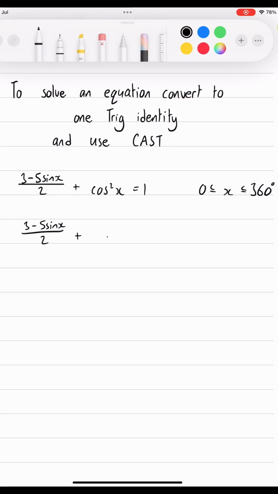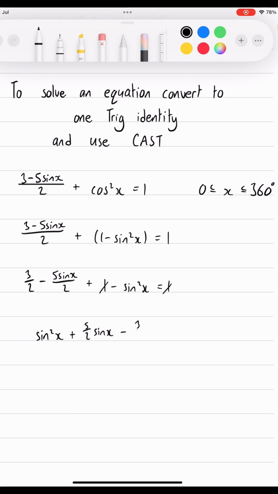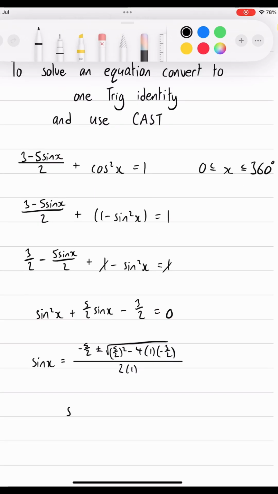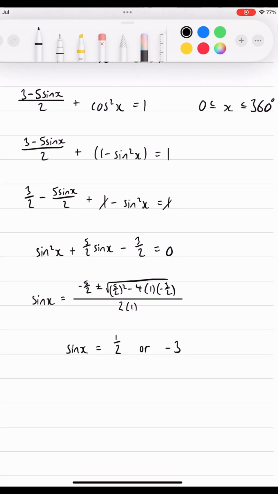By changing cos squared x to 1 minus sine squared x, we can form a quadratic, and solve for sin x using the quadratic formula that we saw before. Giving us two values. However, if you look at the sine graph, you'll notice that the range for sine is from negative 1 to 1 on the y-axis, so therefore it cannot be negative 3.